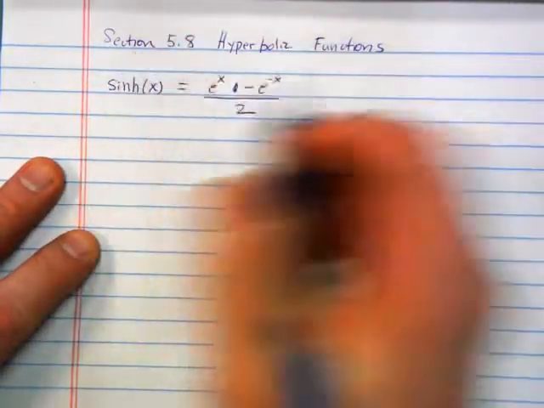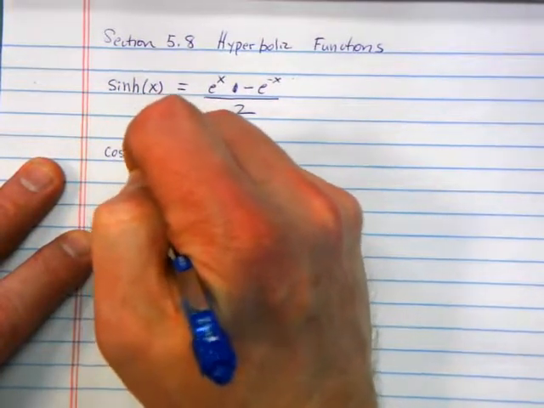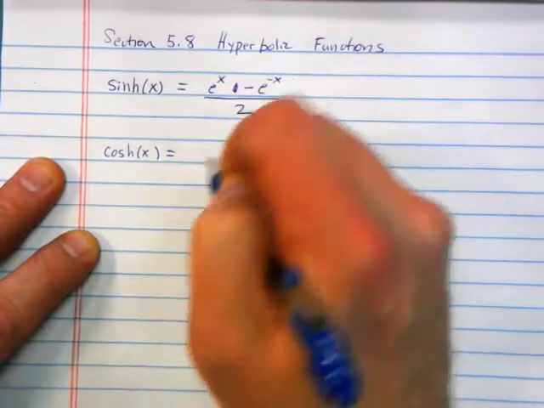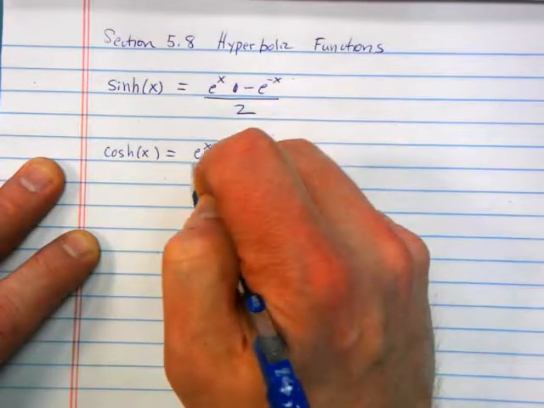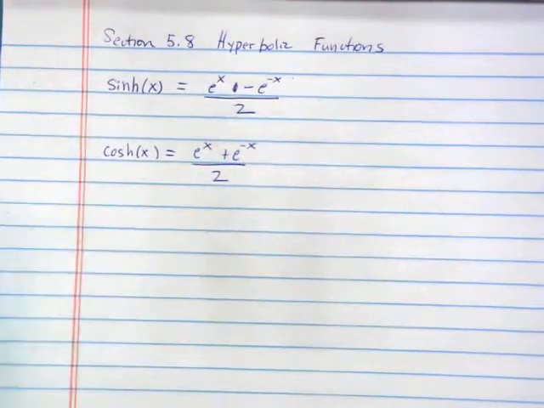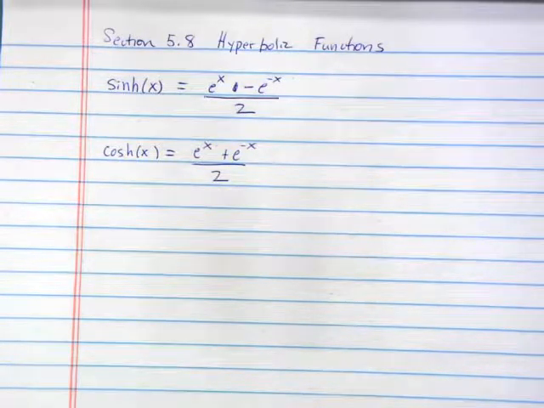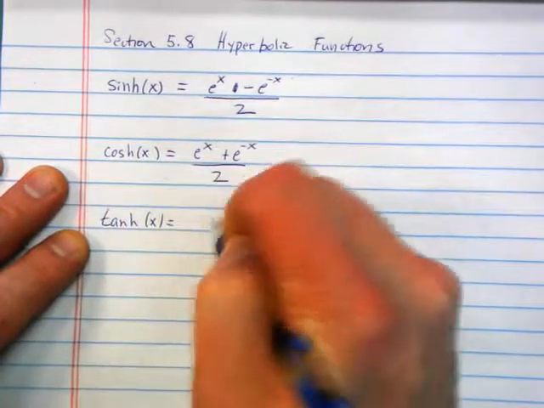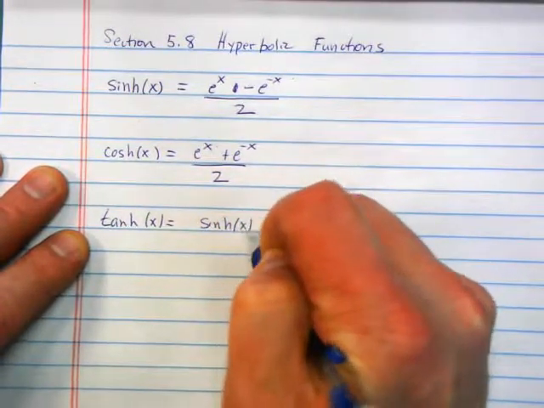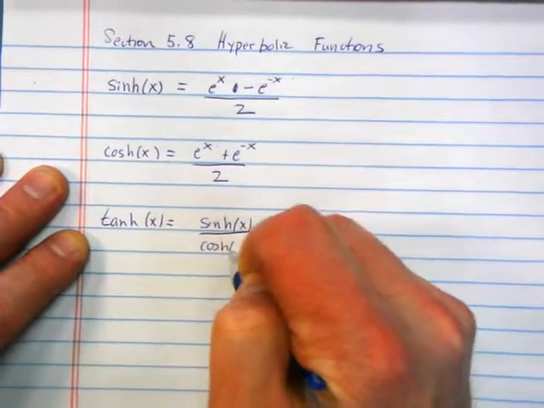And then, of course, there's hyperbolic cosine. Hyperbolic cosine is e to the x plus e to the minus x over 2. And once you have hyperbolic sine and you have hyperbolic cosine, you have hyperbolic tangent. What's hyperbolic tangent? Hyperbolic sine over hyperbolic cosine. So hyperbolic tangent is hyperbolic sine over hyperbolic cosine.